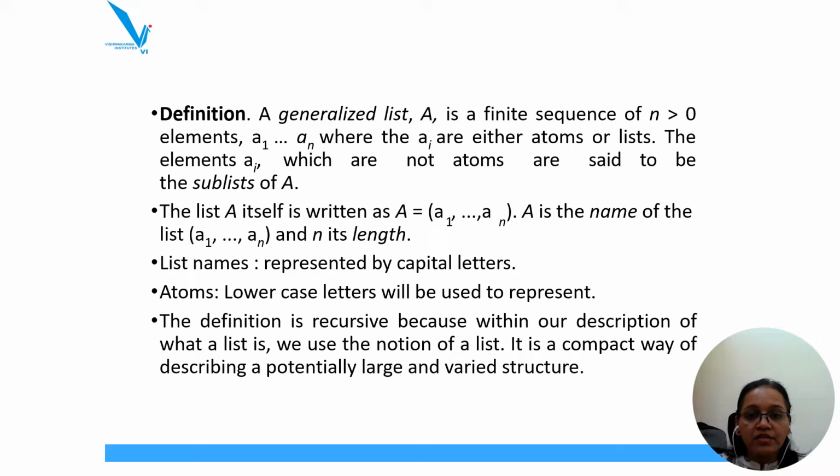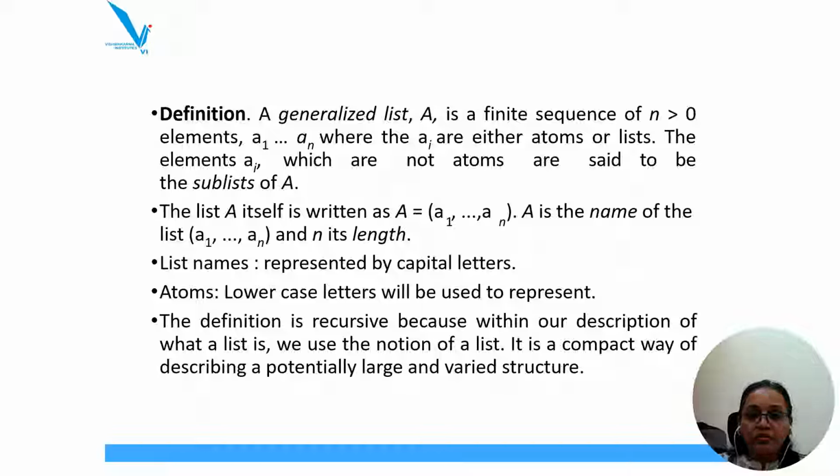List names are represented by capital letters. So always keep in mind the list name, in this case capital A, is represented by a capital letter. Atoms are lowercase letters. So here A1, A2, A3. Suppose A1 is an atom, then you have to represent it with a lowercase letter. Suppose the second element A2 is a list, then you have to represent it with a capital letter.